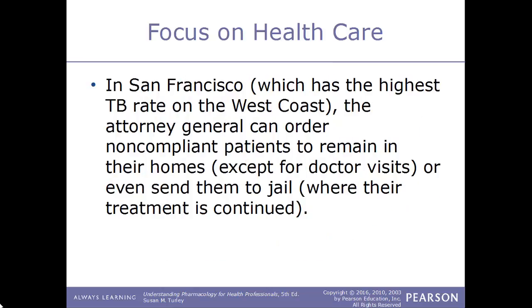In San Francisco, for example, which has the highest rate of TB on the West Coast, the Attorney General can order non-compliant patients to remain in their homes except for visiting a doctor, or even send them to jail where their treatment is continued once they get to jail. So it can be that serious of a problem if a patient is non-compliant.